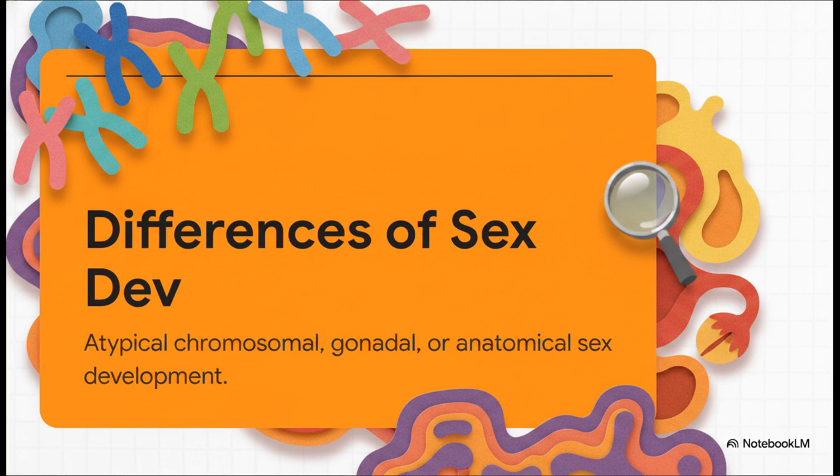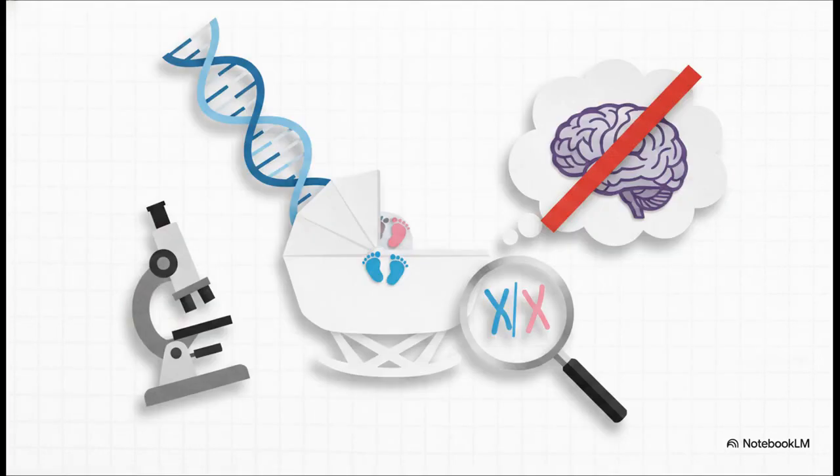Differences of sex development, or DSDs, involve atypical physical sex development. We're talking about conditions with chromosomal, gonadal, or anatomical variations, like congenital adrenal hyperplasia or androgen insensitivity syndrome. The common error here, confusing the biological with the psychological. For instance, if a scenario presents a newborn baby with ambiguous genitalia, this is fundamentally a biological DSD issue.